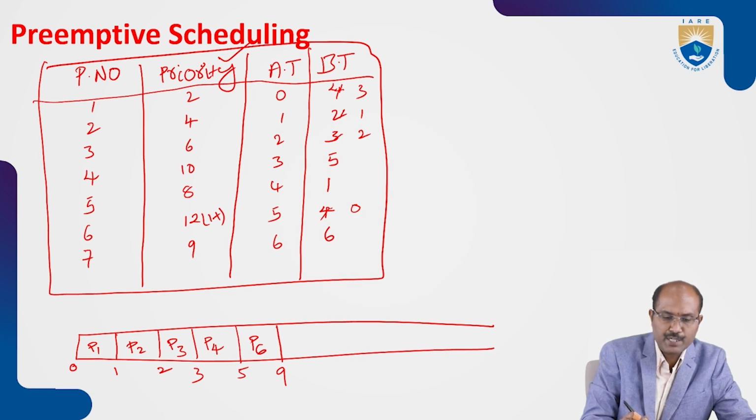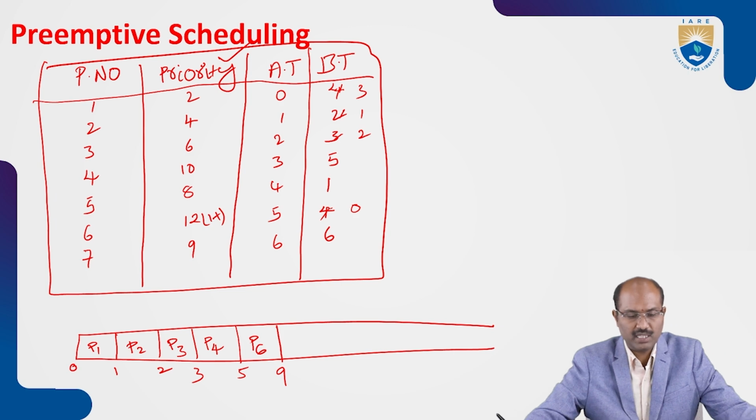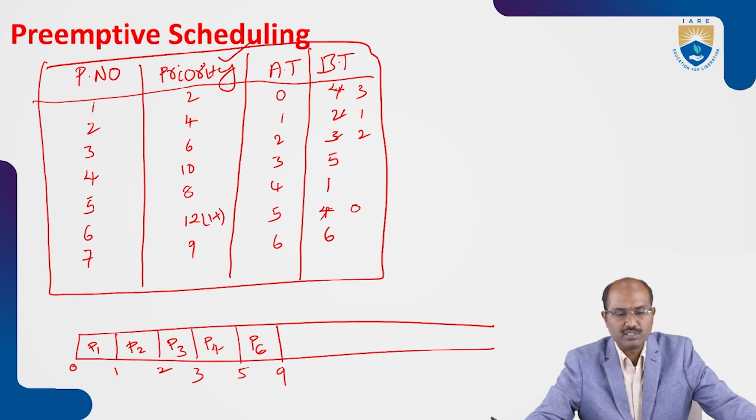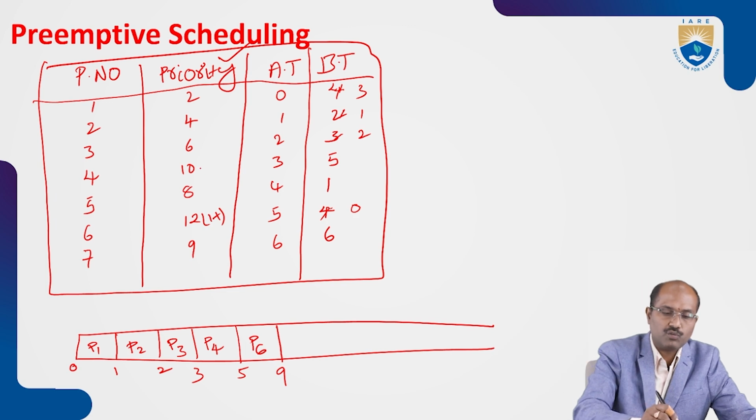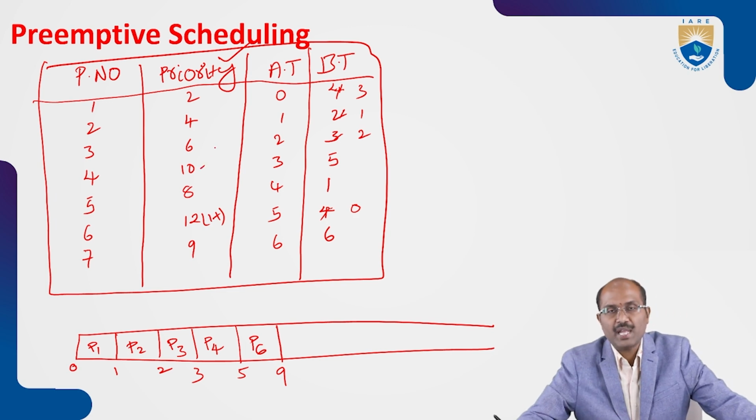Then which is the highest priority? All processes have arrived up to 9 units of time. Which got the highest priority? P6. P6 has priority 12. Then which is the next priority of the process? The next priority is 10. After 12, the next priority is 10.